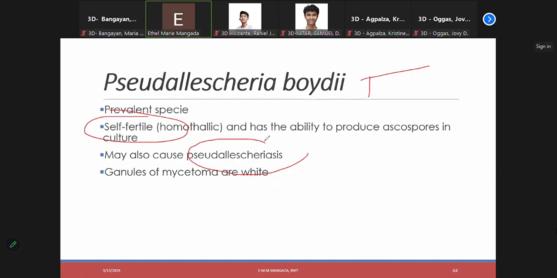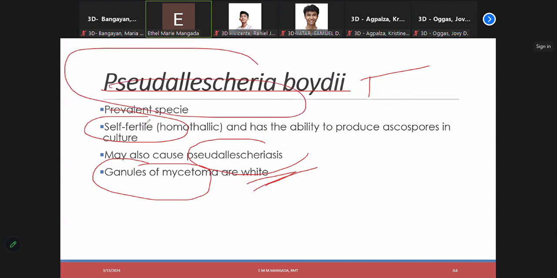So guys, if we're going to describe the granules found in the mycetoma with your Pseudallescheria boydii, the color of the granule is white. White. Because your boydii, unlike the others, like for example your Madurella and Exophiala, which are dematiaceous. Though we said most of the microorganisms are just like those causing your chromoblastomycosis and pheo, not all of them are dematiaceous. Example, this one. So, its granule is white in color. That's for your Pseudallescheria boydii.